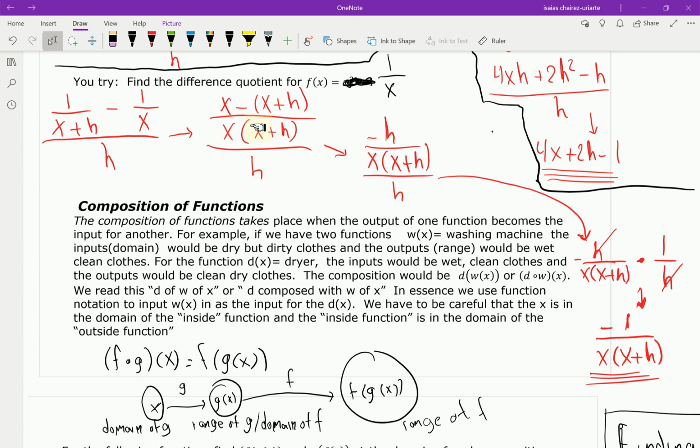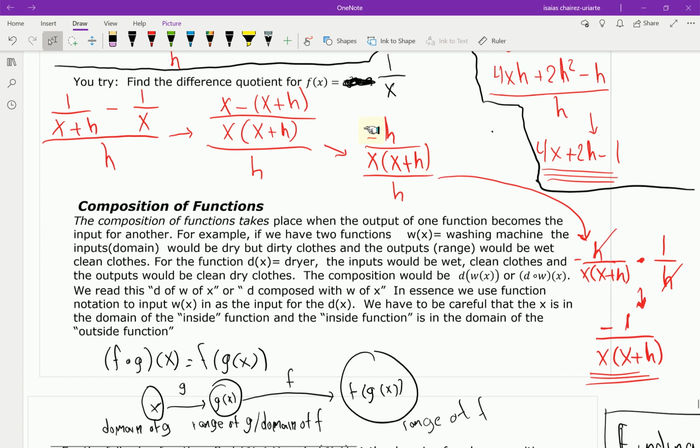All right, next thing. Now let me simplify the fraction on the numerator again a little bit. I'm going to distribute this negative. If I distribute this negative, I'm going to have x minus x and then minus h as well. And the x minus x, well, that becomes 0. So I should just end up with negative h divided by x times x plus h, and all of that over h.